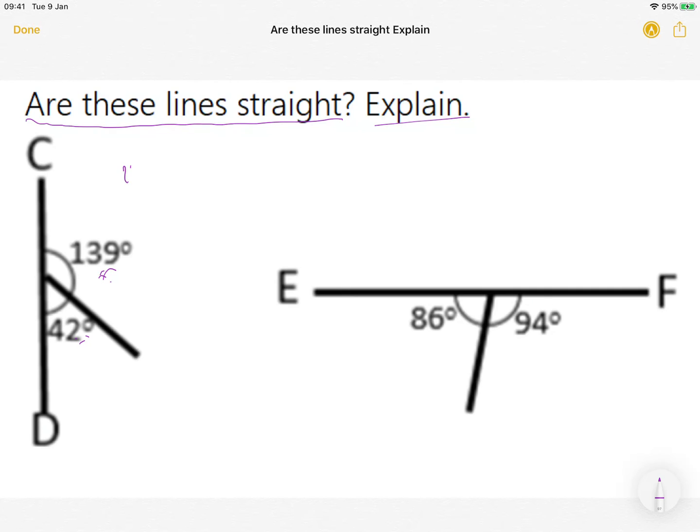So let's see, 139 add 42. I can see that equals 1 straight away. So they're 181 degrees, which is very, very close to 180 because it's not bang on.